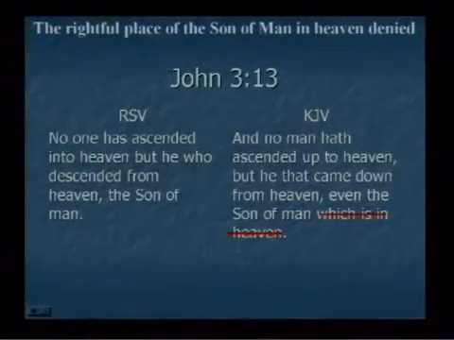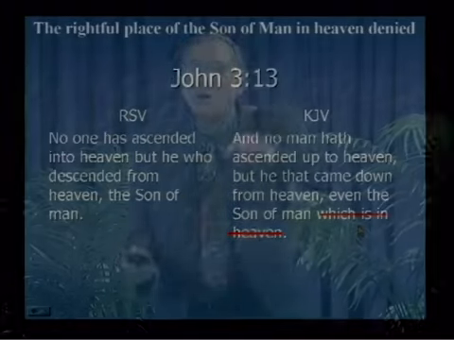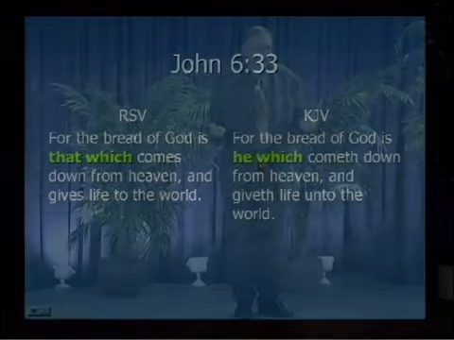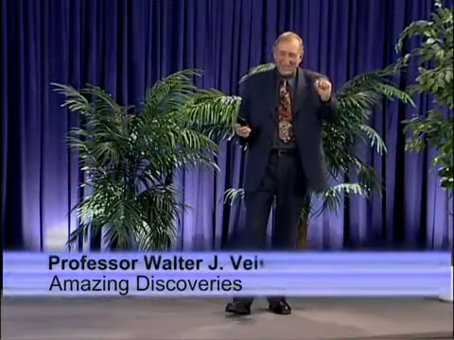John 3:13. Again, no one has ascended into heaven but he who descended from heaven, the Son of Man, which is in heaven. What does that make Jesus? It makes him God who is now in heaven, just taken out. Now, notice this one, John 6:33. For the bread of God is that which comes down from heaven. And the bread of God is he which comes down from heaven. There it's bread, and there it's a person. Big difference. Jesus is systematically removed in the modern translations.